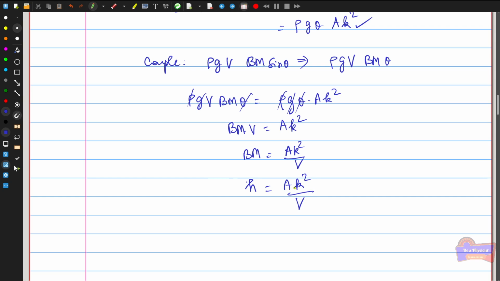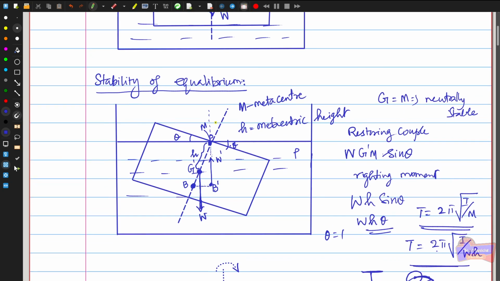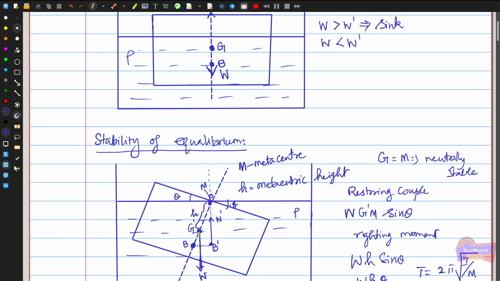Ak squared is nothing but the geometrical moment of inertia of the ship which we have considered, and V is the volume of the water displaced due to the angular displacement theta. So this is not actually the metacentric height; this is the height from the rest position. So actually we require to calculate this B prime, the BM is actually the total height, but we require to calculate G prime M.